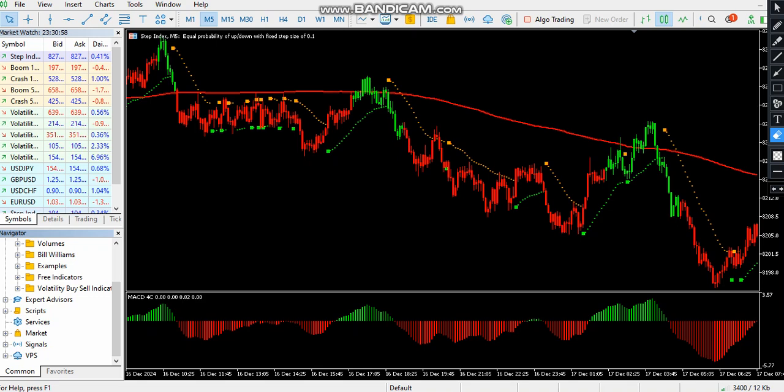Well, as you can see clearly on my screen, we have the 200 moving average. We are going for a sell. That means price is trending below the 200, then we consider sells. That is not just it. There are other factors to look at. So we wait for the candle to break this 200 moving average.